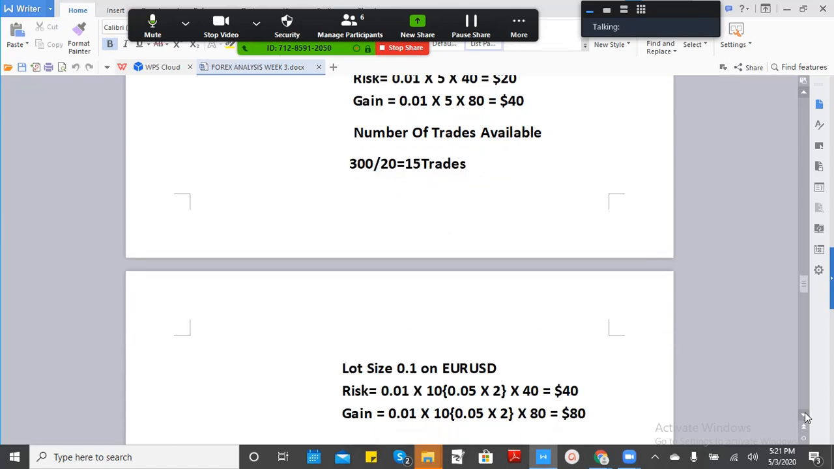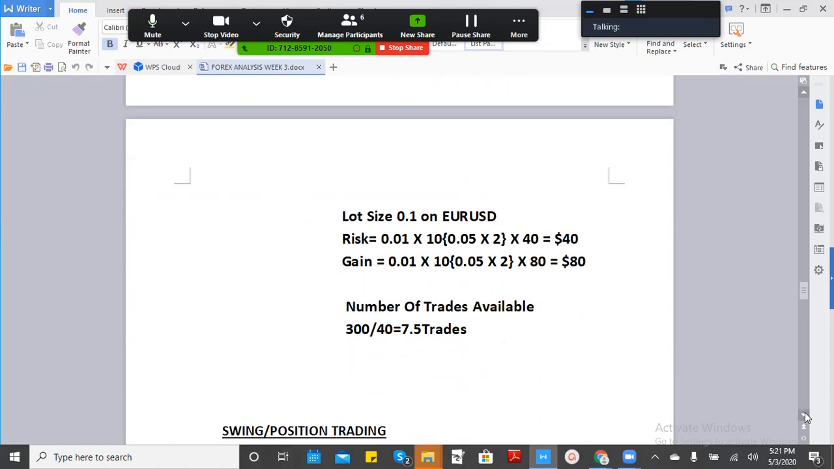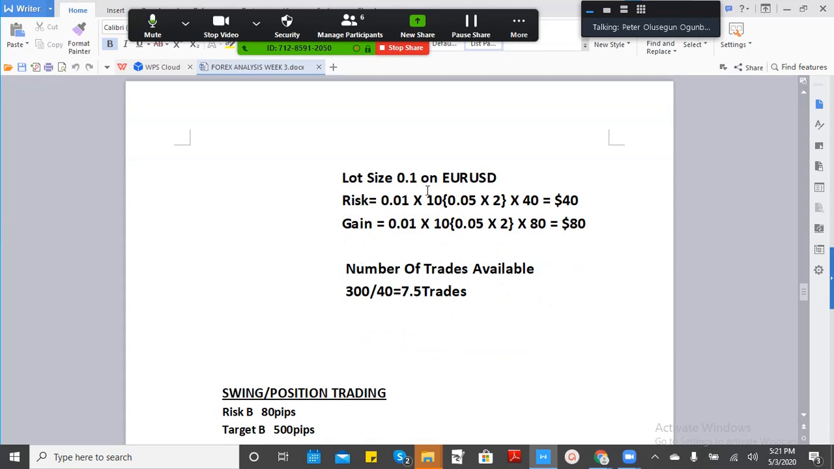Now, let's go on as if you are still a bit more greedy and you want to do 0.1 on that same account as a day trader. It means that you are risking $40 to gain $80. You have to know, how much am I risking? What's the size of my account? To gain 80, how many trades can you pick? You can only do 7 trades. The first one gave you 75 trades opportunity. The next one gave you like 15 trades, and this one is giving you 7.5 trades opportunity.